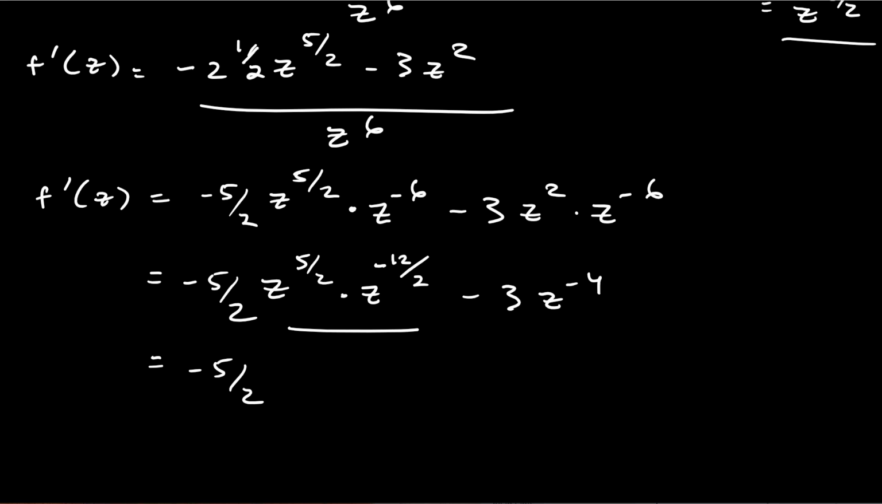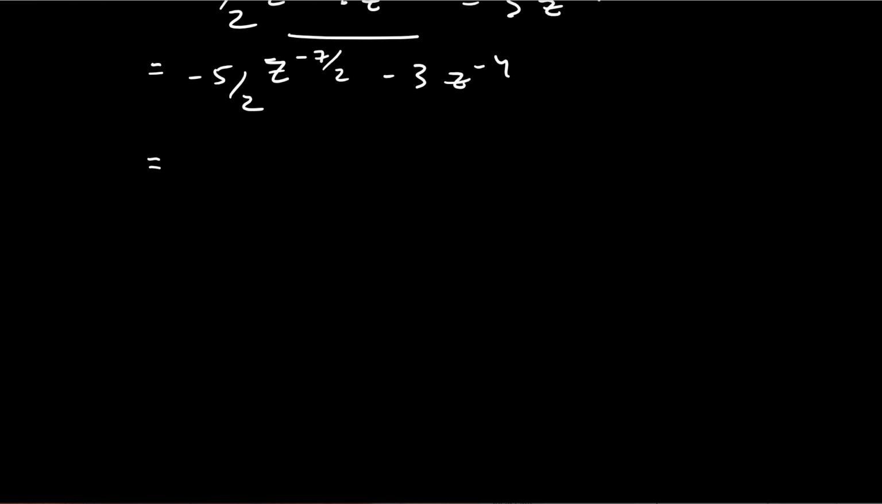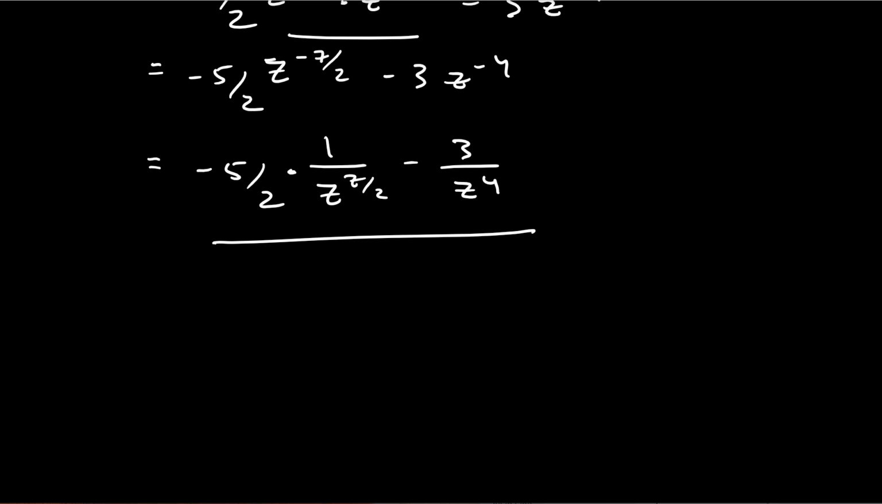We can reduce this by adding exponents. 5/2 minus 12/2 is minus 7/2, so z to the minus 7/2 minus 3z to the minus 4. Or we can rewrite this as minus 5/2 multiplied by 1 over z to the 7/2 minus 3 all over z to the power of 4. Or writing it a little nicer is minus 5 over 2z to the 7/2 minus 3 over z to the 4.